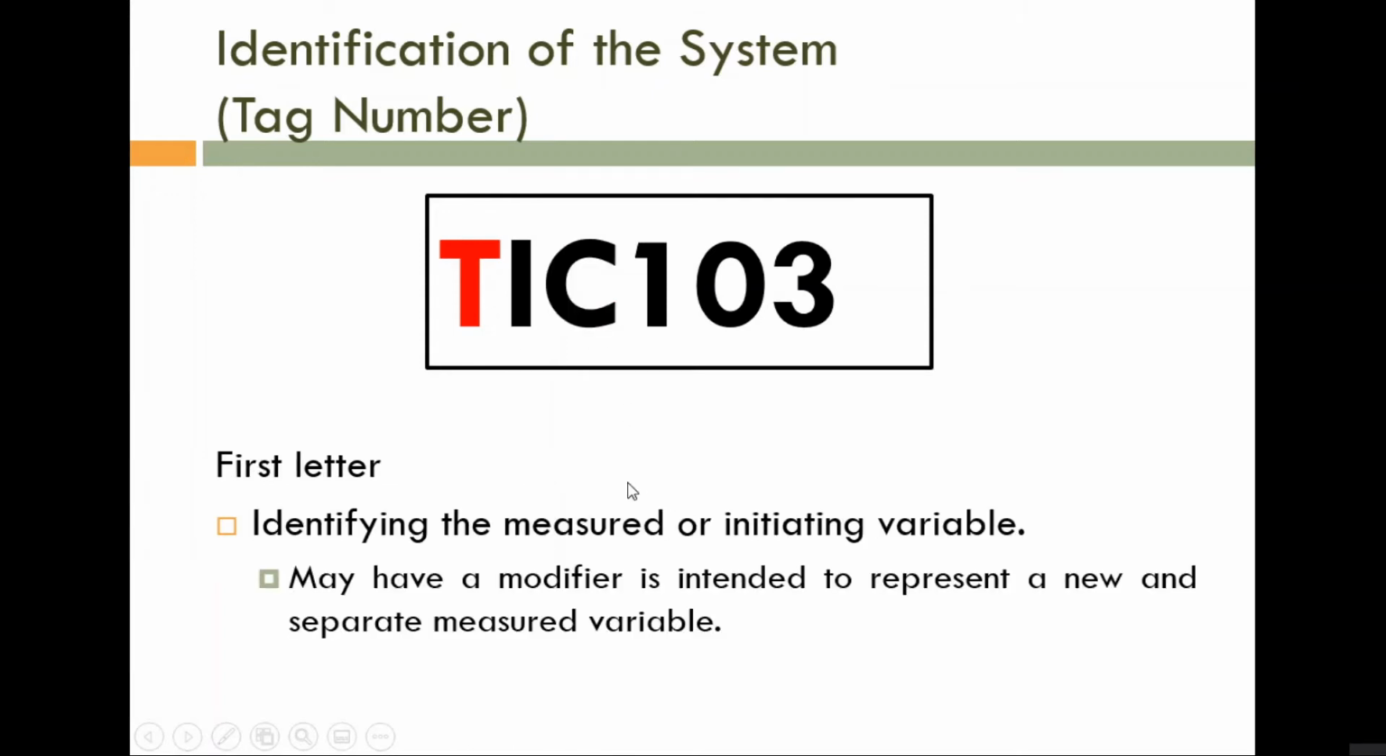So T is the first letter. Please note, the first letter is used to identify the variable, what we are measuring or what we are indicating. We can identify that by using the first letter. So here T is used, meaning we are indicating or doing something on temperature. That instrument is specifically for temperature. The physical variable we can identify by using the first letter. So T means temperature. I told you it may have a modifier also.